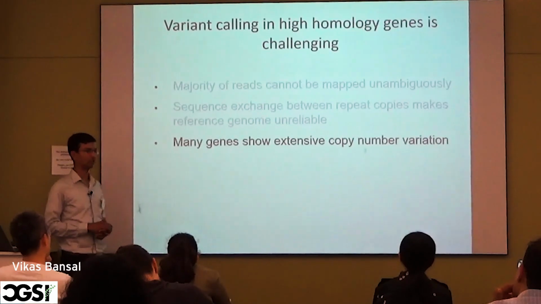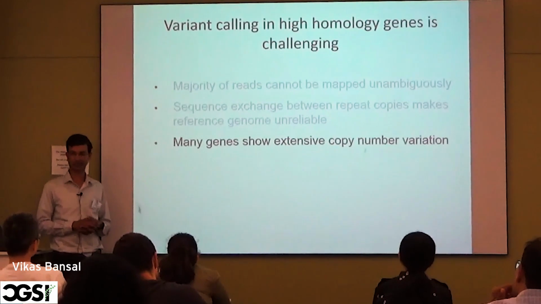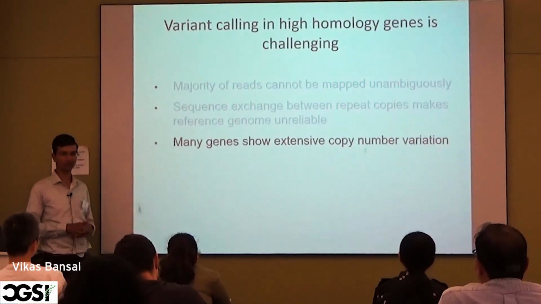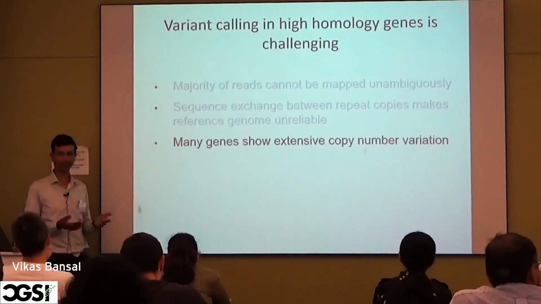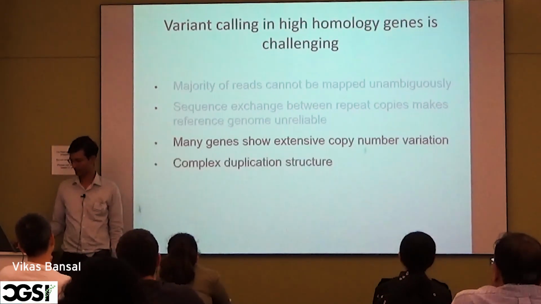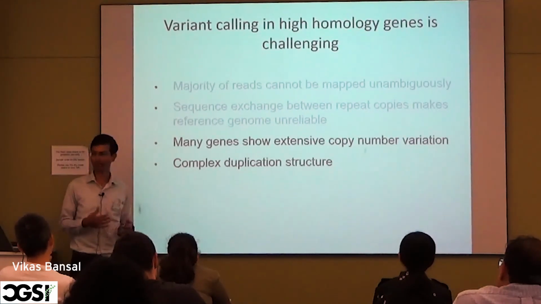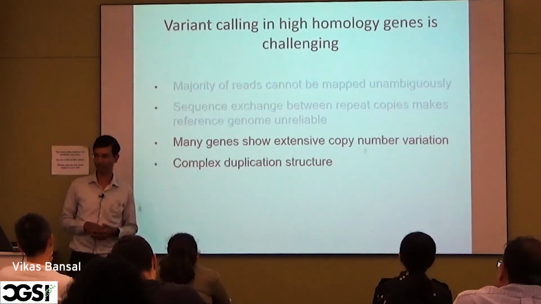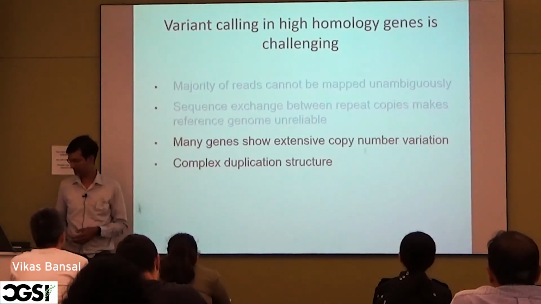Another complication is that many genes have extensive copy number variation while others are pretty much fixed in copy number. That's very important for variant calling, so you cannot just assume that these genes are diploid or have a copy number equal to the reference. And finally, some genes have a very complex duplication structure where some part of the gene is homologous to one sequence while another part of the gene is homologous to a sequence located elsewhere in the genome. So you have to account for that if you want to analyze these genes.